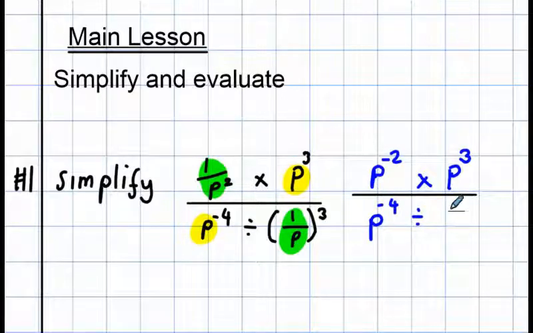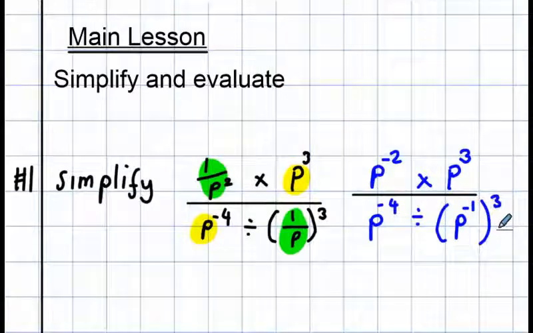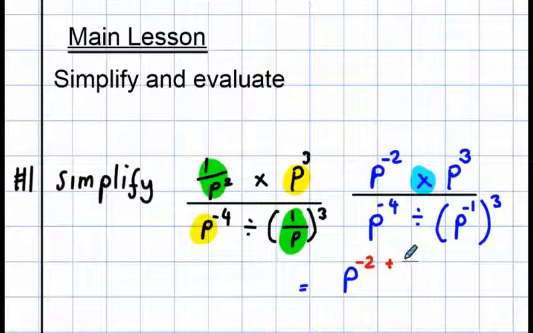And 1 over p we write as p to the minus 1. Remember, if there's no power there, there's a hidden power of 1. So that's making the question so that it's got the same base, okay? And then, as we were discussing earlier, when you multiply, you add the powers. So I'm just going to demonstrate that I know what to do with the powers. So that's minus 2, add this power here, 3.